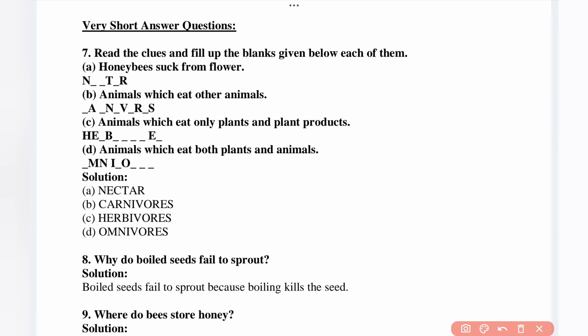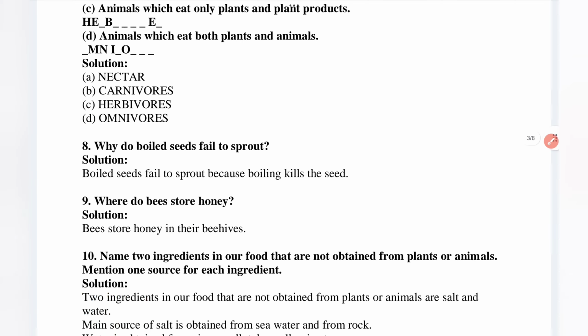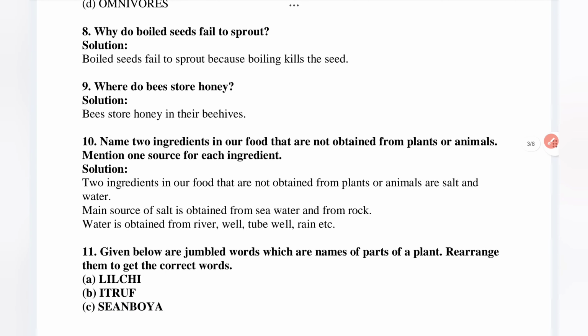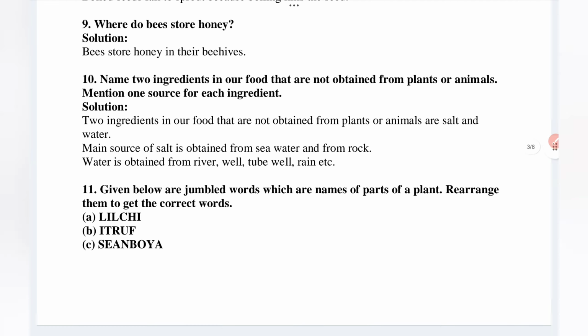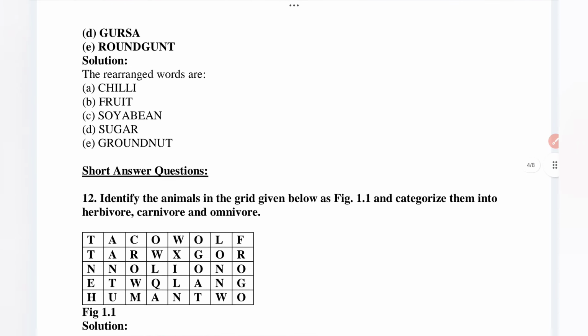So you can see this is a very short question answer. First, read the clause and fill in the blanks. Honeybee sources nectar from the flower, and the options are nectar, carnivorous, herbivorous, omnivorous. It is given, right? Then the eighth question is: why do bad seeds fail to sprout? The solution is given. Where does a bee store honey? The solution is given. And the 10th one, the 11th one you can see here. This is the 11th question, and this is the answer of the 11th one.